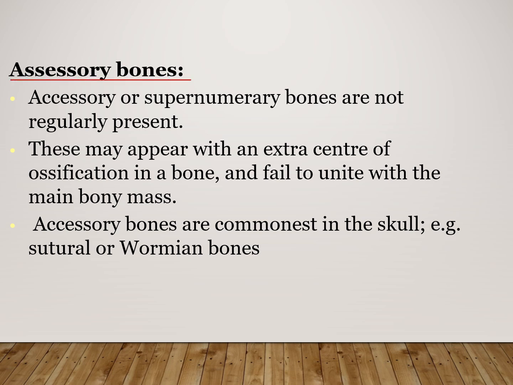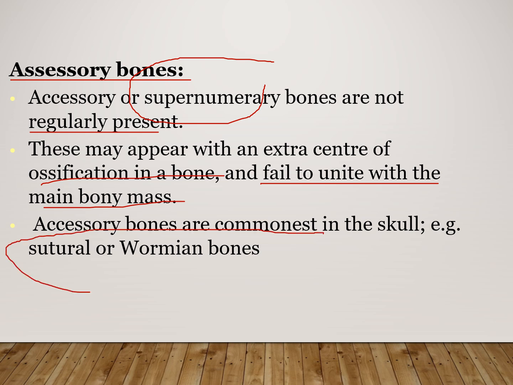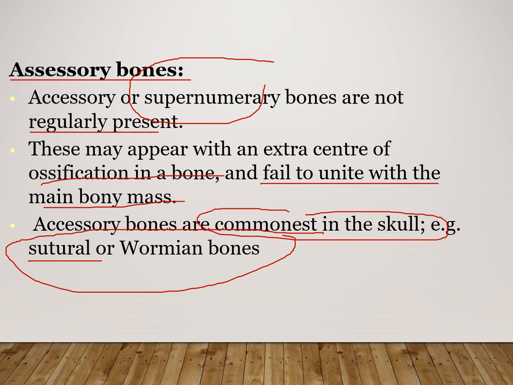Now accessory bones. Accessory bones are supernumerary. They are not regularly present in the skeleton. They may appear with an extra center of ossification in the bone, or may fail to unite with the main bone. They are called sutural bones or Wormian bones. Where do you get them? Only in the sutures of the vault of the skull. They are commonest in the skull, in between the vault bones in the sutures.